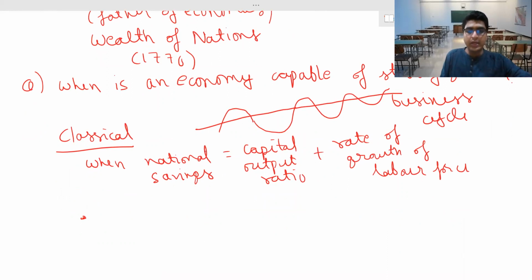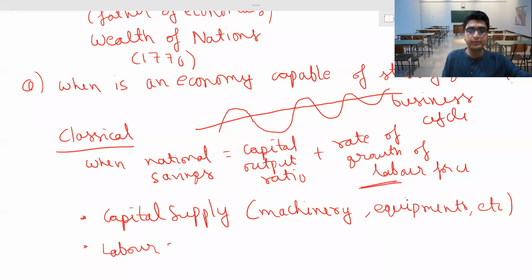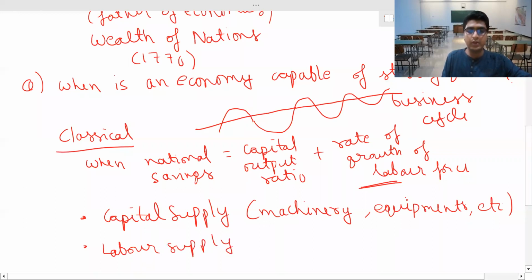Here they're talking about capital supply, with regards to output. And in economics, capital basically means machinery, equipment. So they are all the inputs, okay? Machinery, equipment, tools, office furniture, all those things. So capital supply, and here they are talking about labor supply. Okay, basically workers.